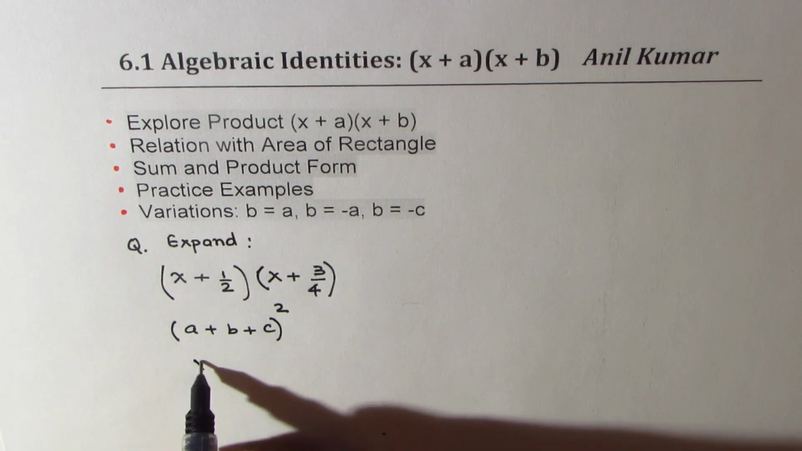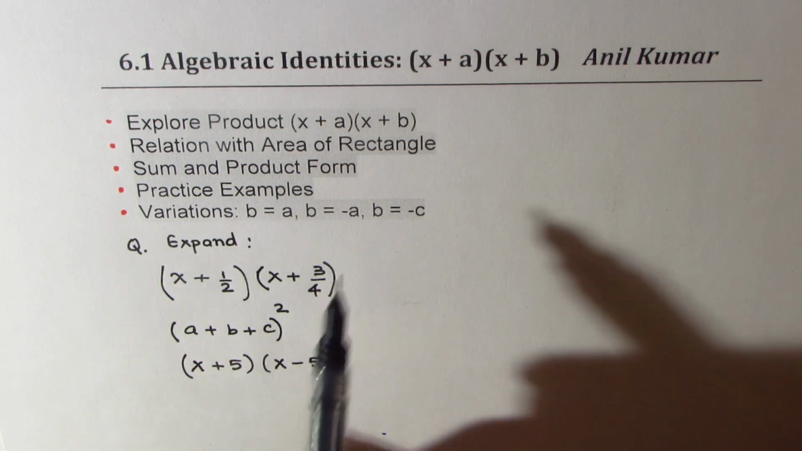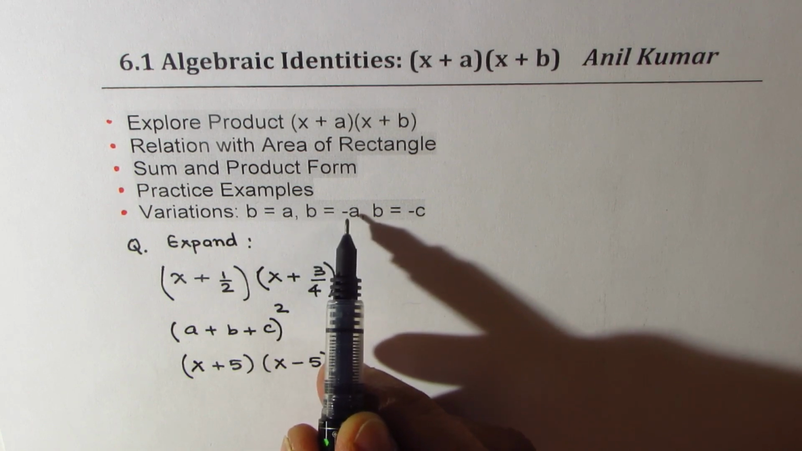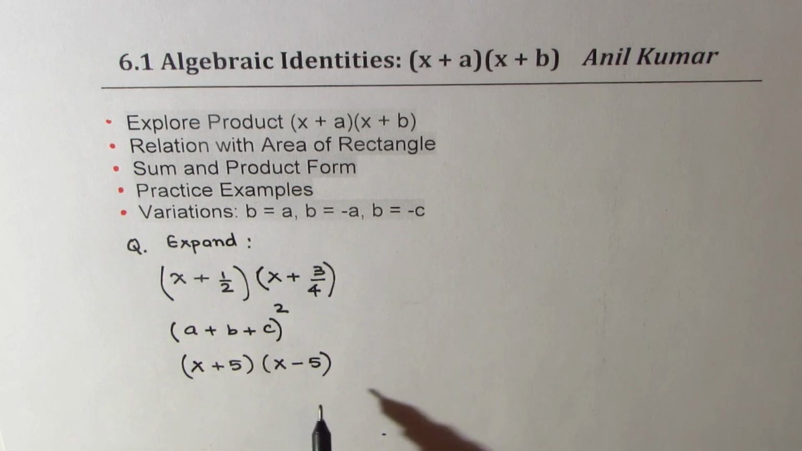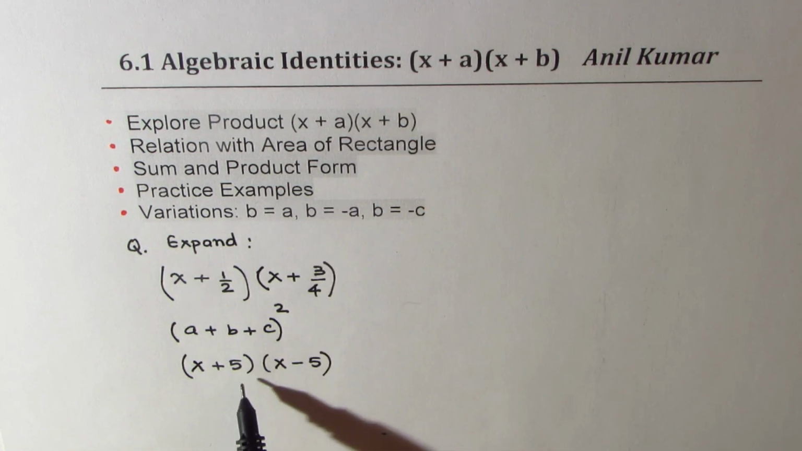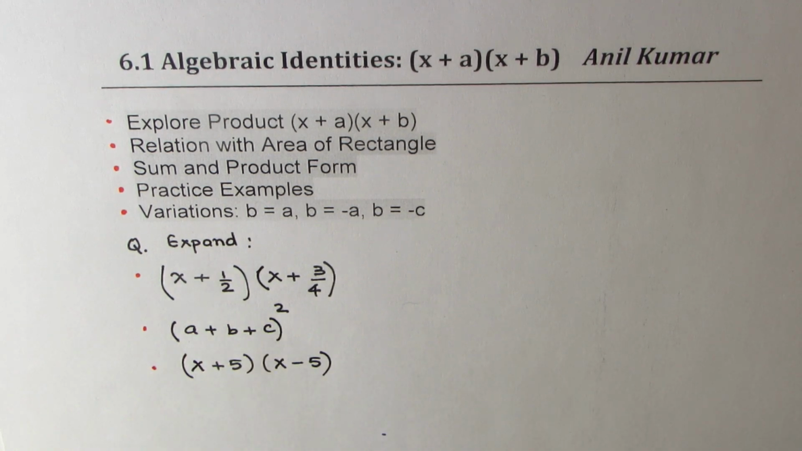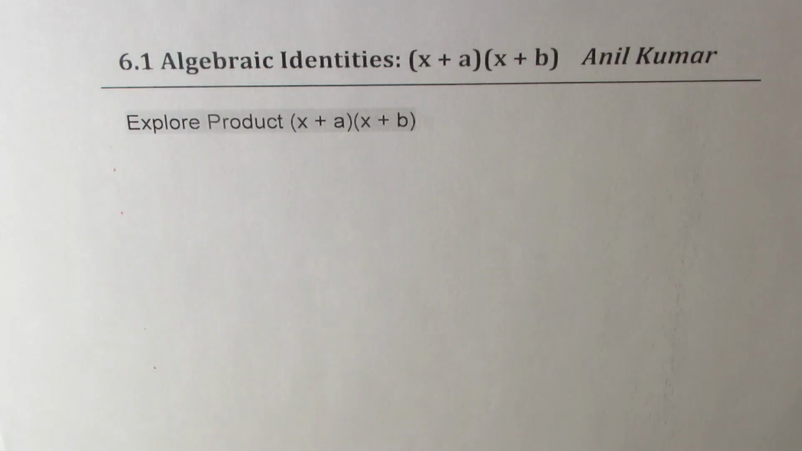And what will be x plus 5 times x minus 5, correct? This is when I'm writing b as minus value of something, right? Minus 5 plus 5, right? So a value is 5, then b is minus 5. That is what I'm trying to say. So these could be some examples which you could practice. Okay, let's begin and see what is this product x plus a times x plus b.